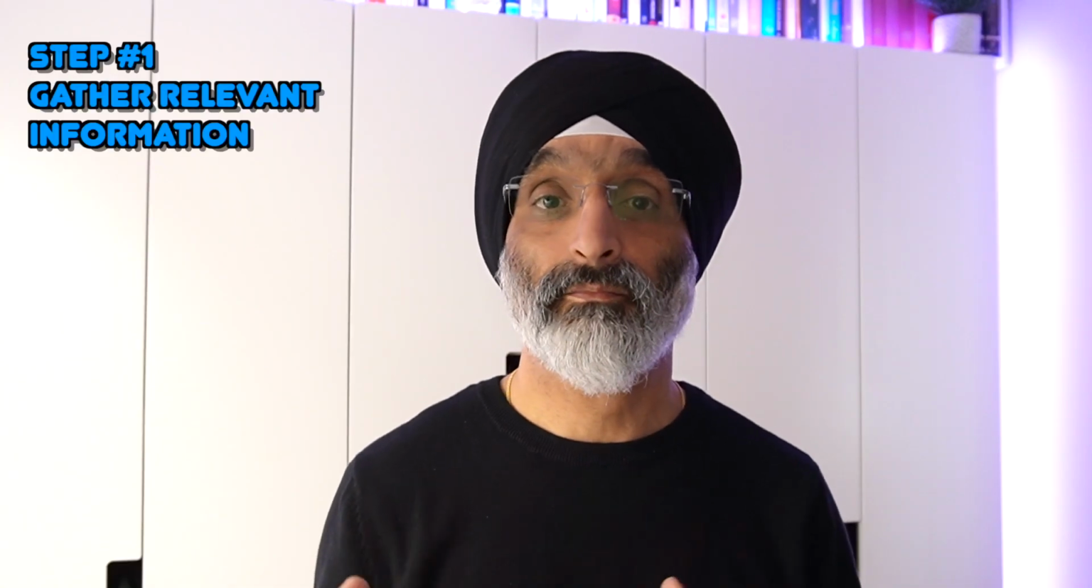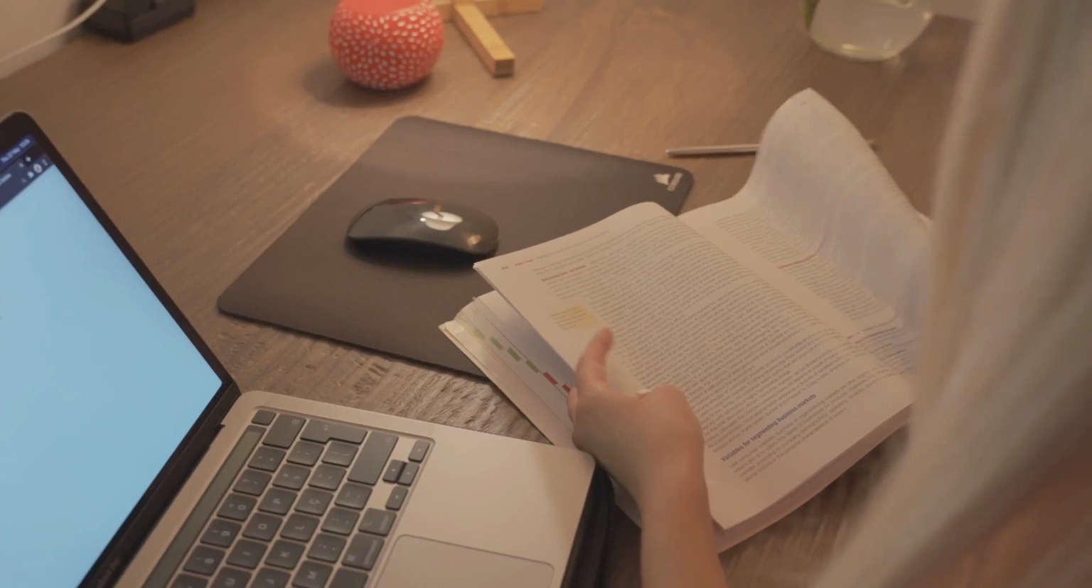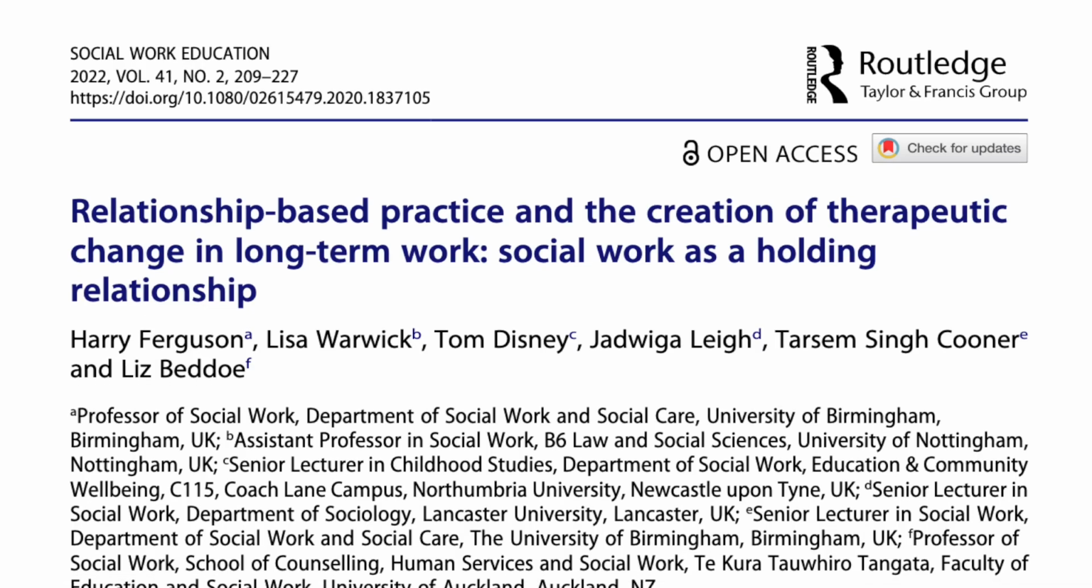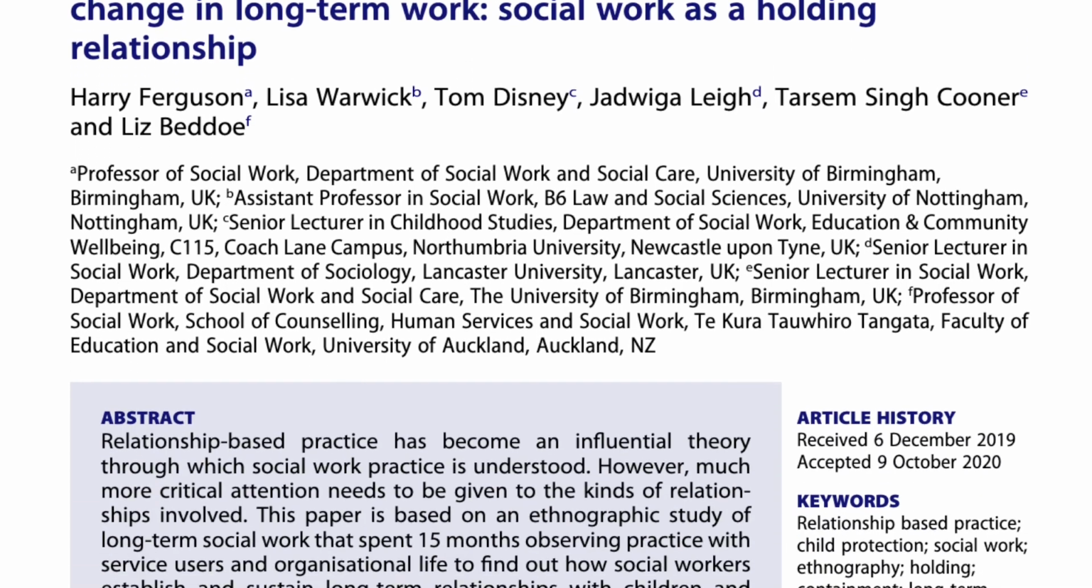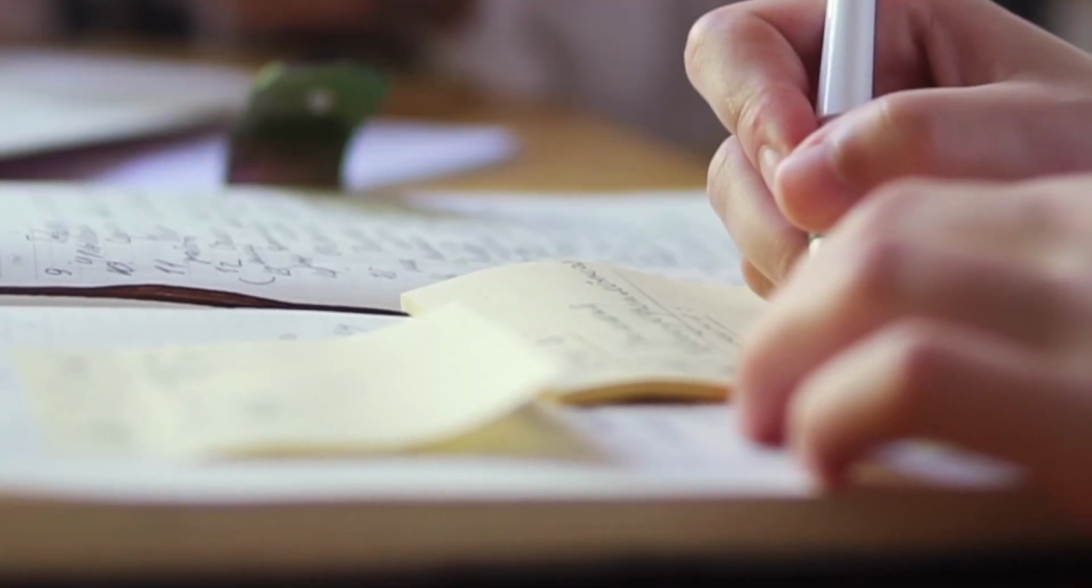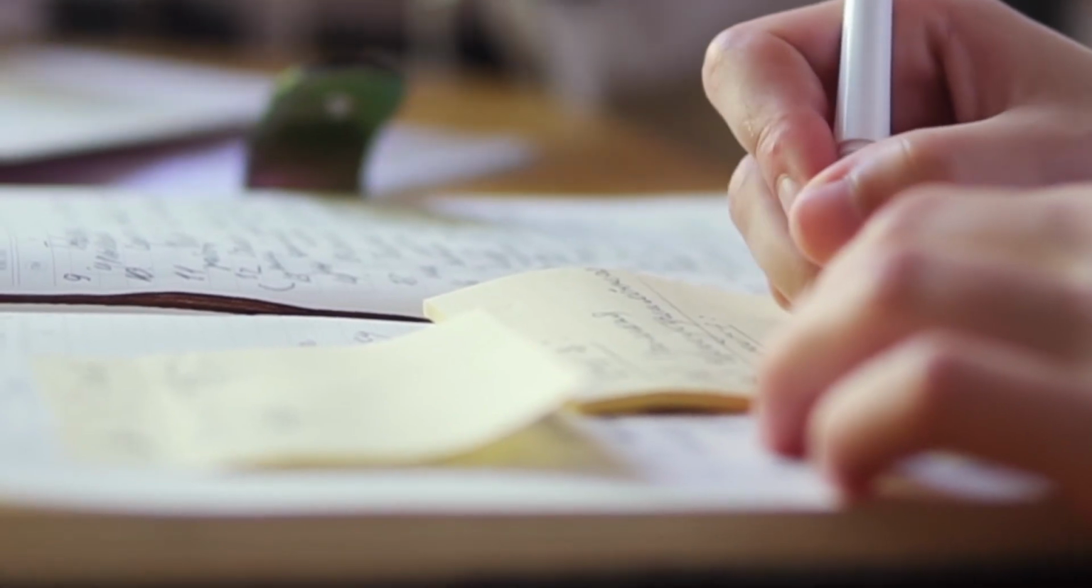Start the assignment writing process by gathering thorough research on your topic. Read academic articles, books, and other credible sources to gather a wide range of perspectives. Take notes and highlight key points that relate to your assignment.